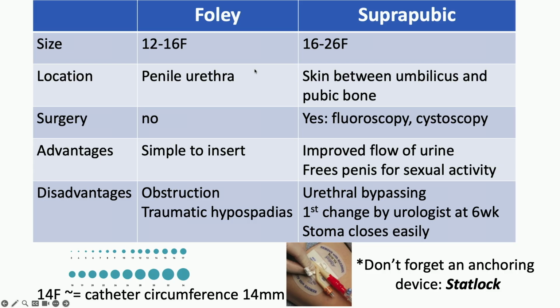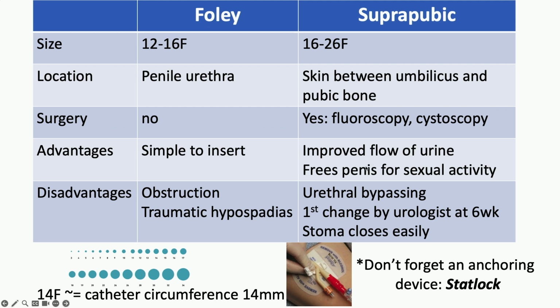The difference between a Foley and a suprapubic catheter, it's the same system, it's just that the size of the catheter is smaller in the Foley because it's limited to the size of the urethra. Whereas the suprapubic catheter, typically we start at 16, but we go to 20, 22 French catheters, and it just helps to drain the sediment better in the bladder. There is a procedure that's involved with the suprapubic catheter placement. It's usually done under fluoroscopy through interventional radiology or cystoscopy by urology.